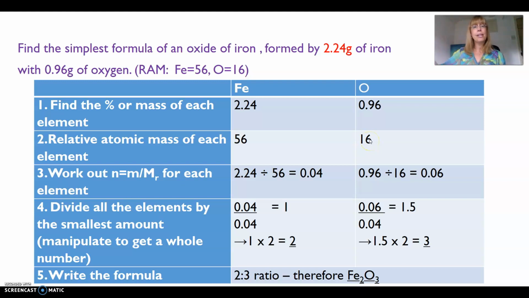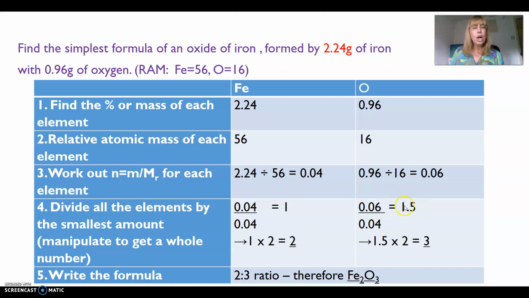So now I've got the mass and the relative mass, I can do my mole calculation. So my naughty mother, M over Mr, is 0.04 and 0.96 divided by 16 is 0.06. Now this is the unusual bit. I look at these two numbers and say which one is the smallest, and obviously 0.04 is the smallest. So now I'm going to divide both of these by 0.04. So 0.04 divided by 0.04 is 1 and 0.06 divided by 0.04 is 1.5.